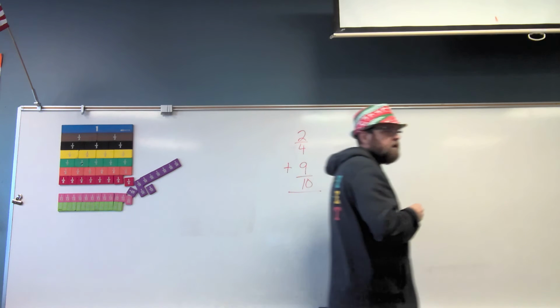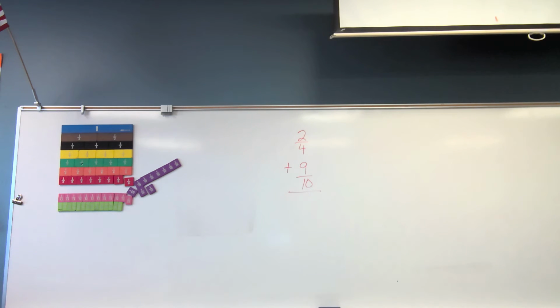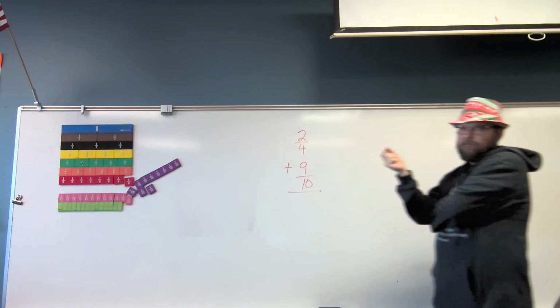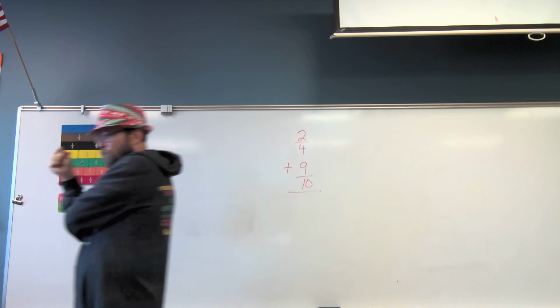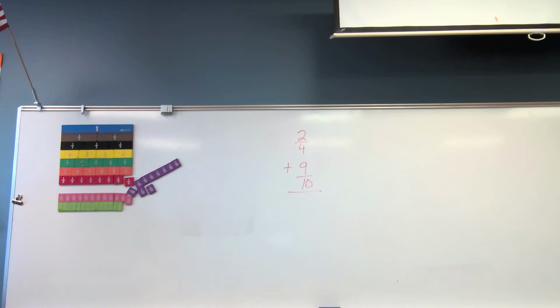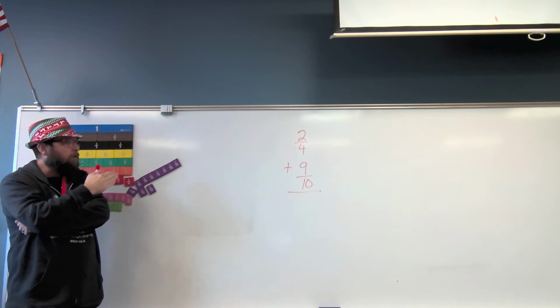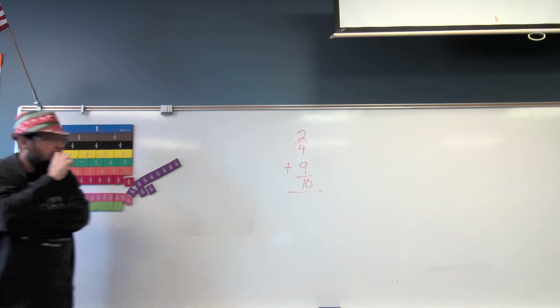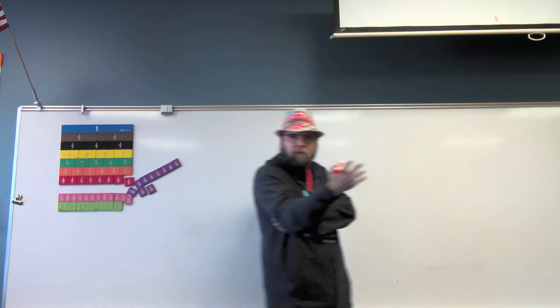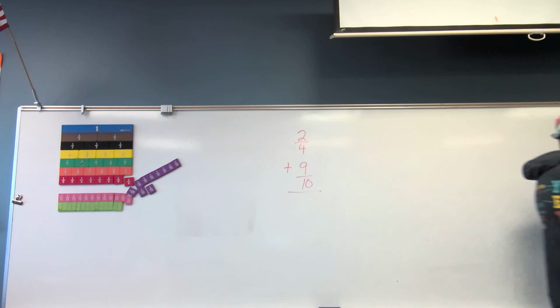Let's try this one: 2/4 plus 9/10. So now there's a couple ways we can look at this problem. So Emma, we're adding 2/4 and 9/10. Can we add them the way they're currently written? No. Why not? Because their denominators aren't the same. All right, so Emma, tell me what you want to do in order to solve this problem.